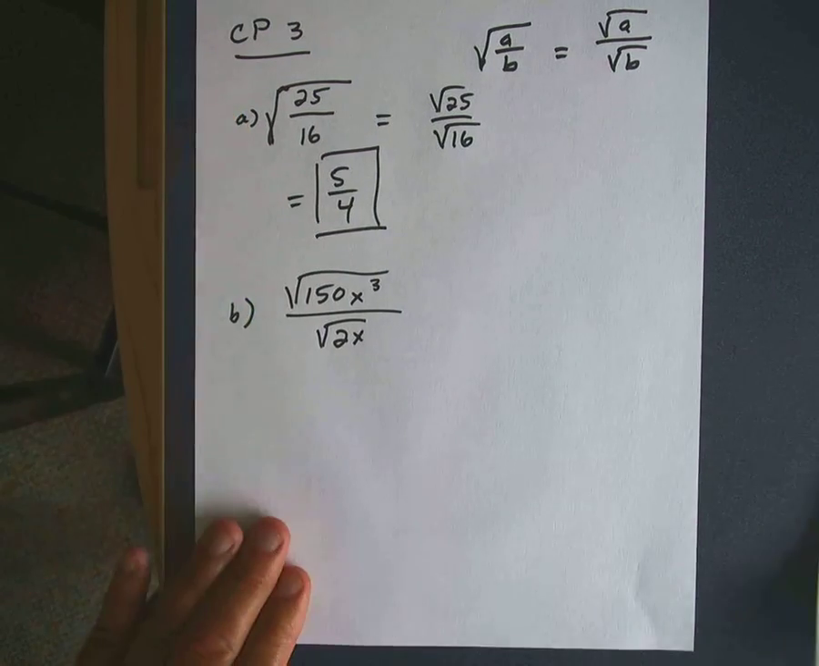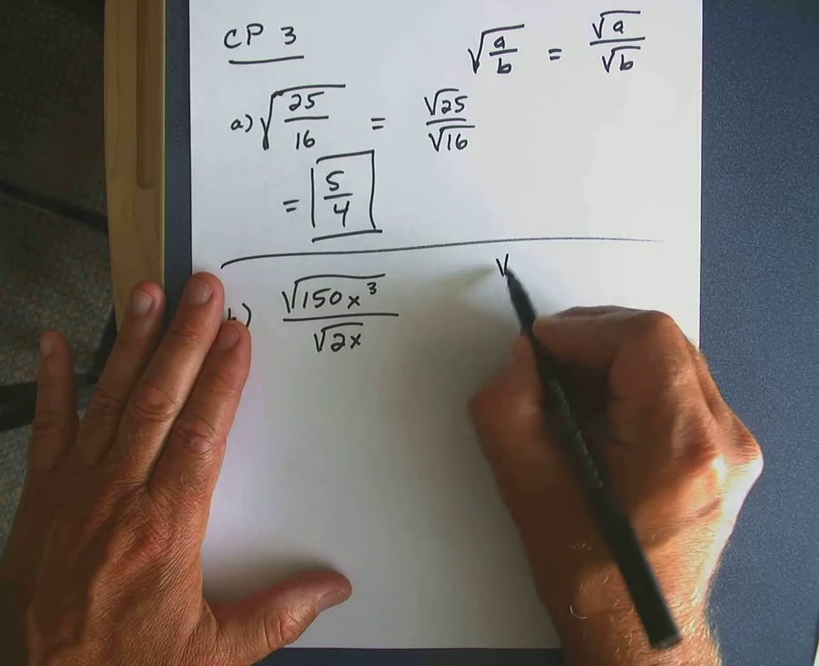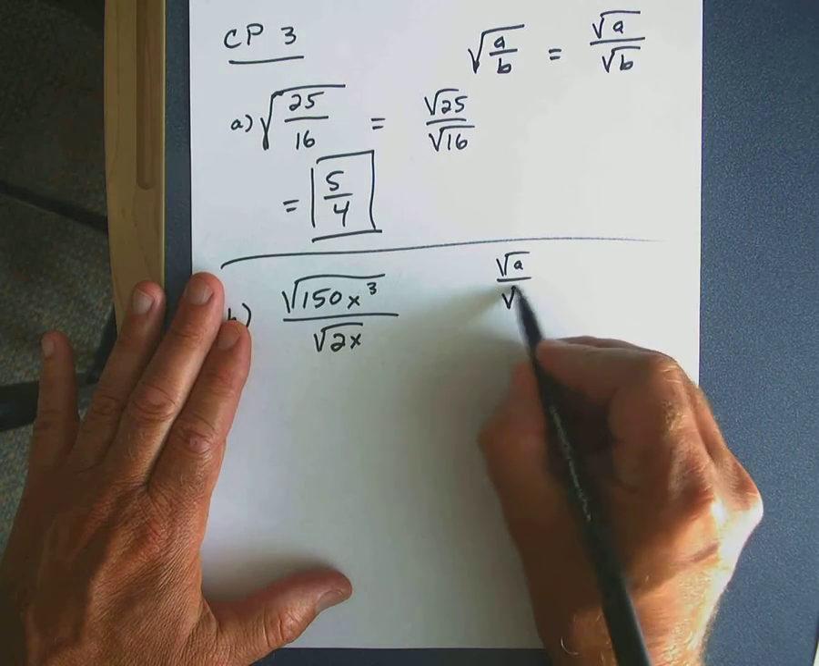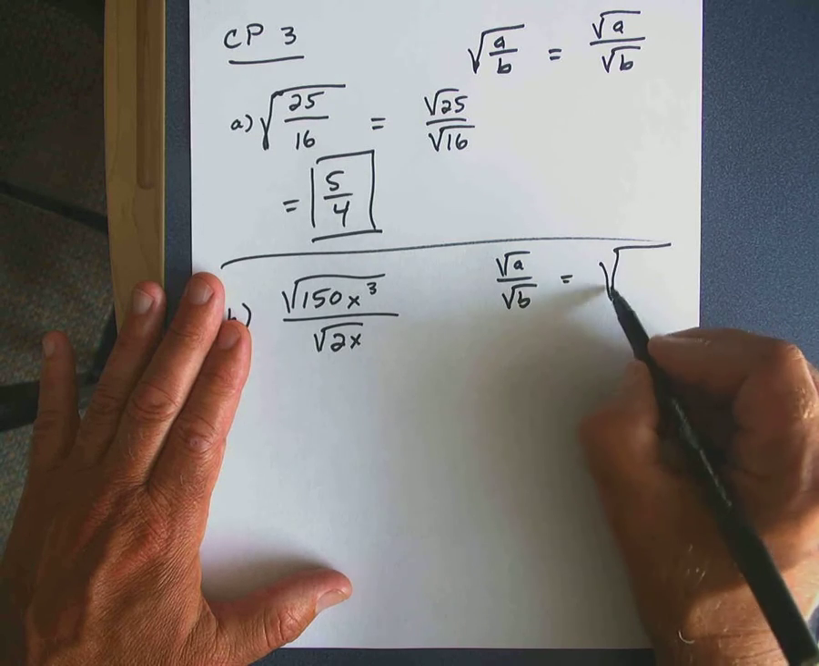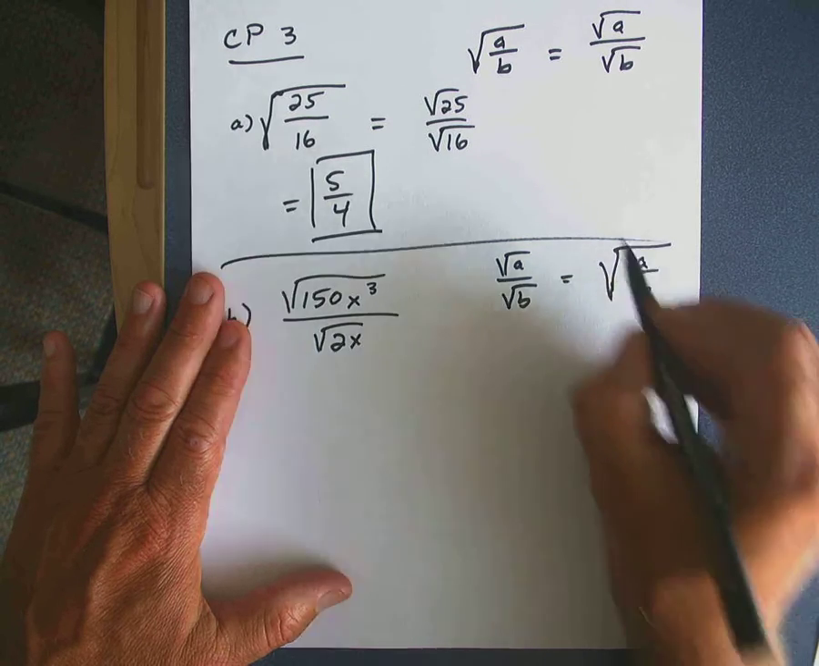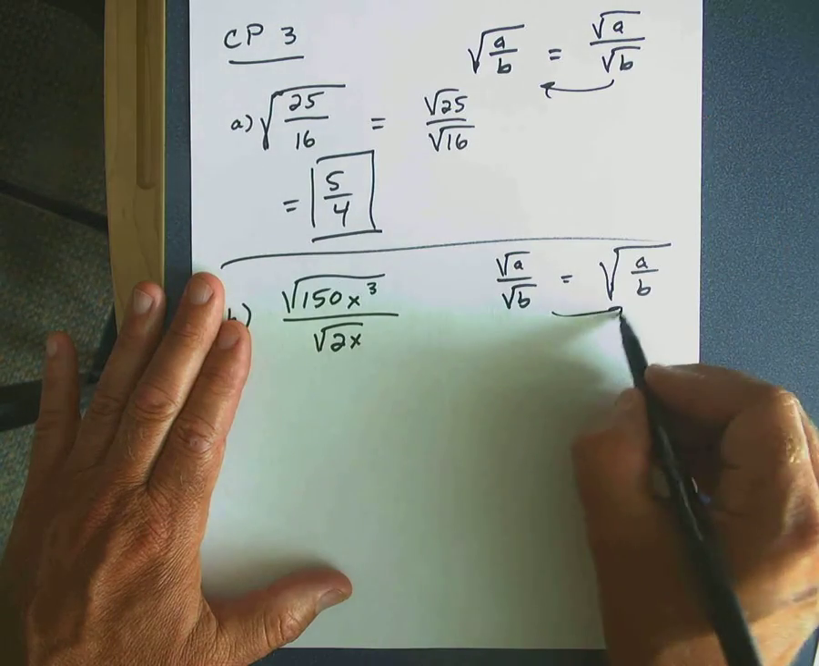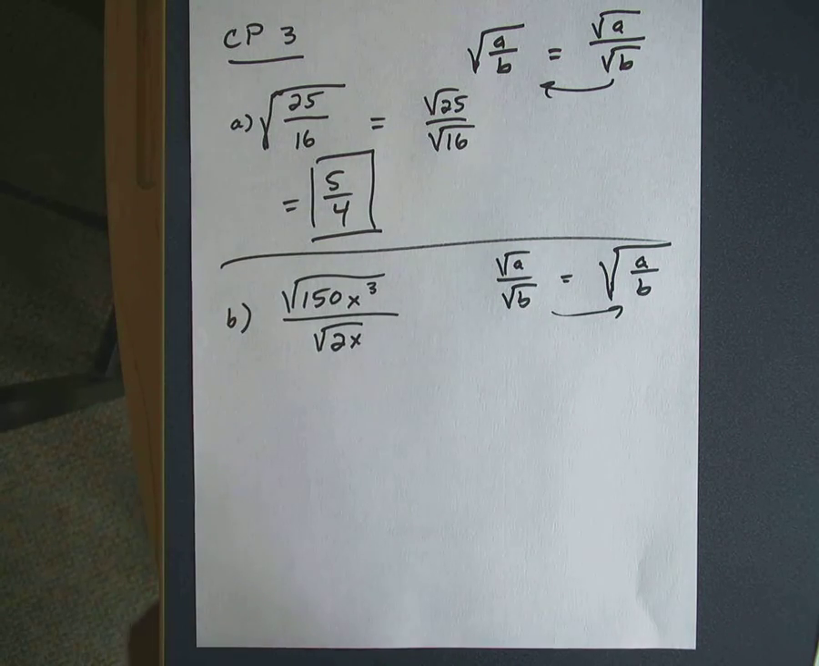Another version of the product rule lets you take the square root of one number divided by the square root of a second number and put it all under one radical sign. It's just going the other direction. So it's just going the opposite way we did here. This time we're going back that way. Okay? And that will help us simplify this expression.